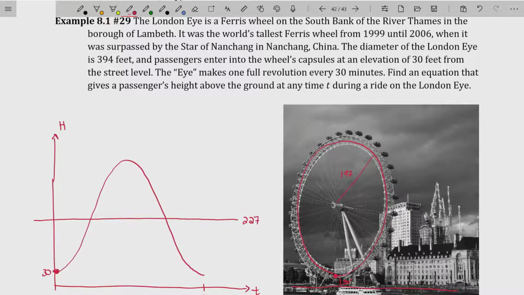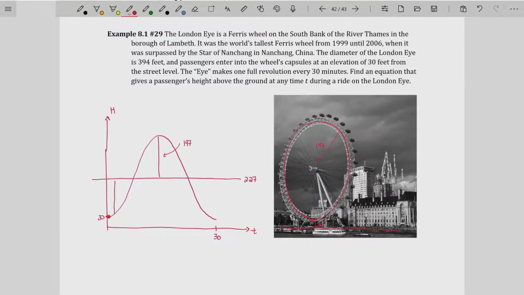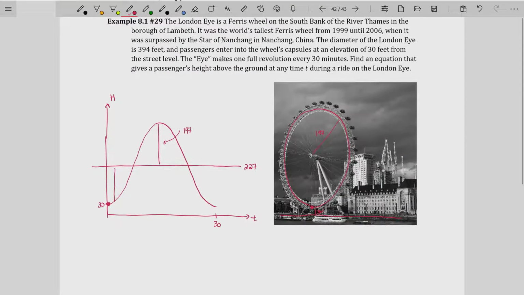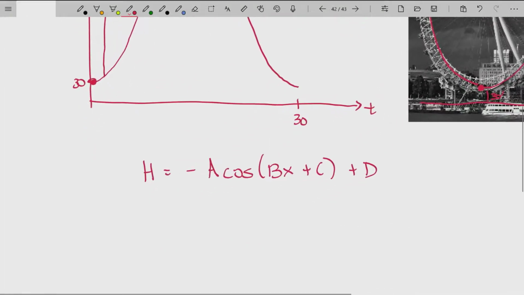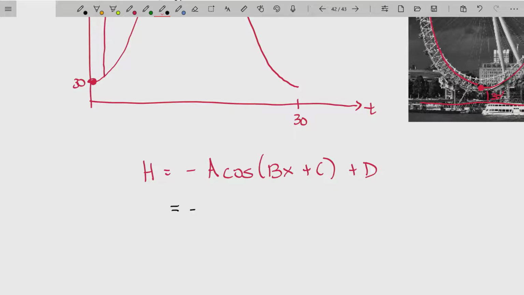We also know the distance between the midline and either the minimum or the maximum. That's the radius. It's 197. We pretty much have everything we need to write down a function for this person's height at any given moment. Remember, this looks like a negative a cosine of bx plus c plus d. And a is the amplitude, and we just said that's 197, so let's fill that in. Negative 197 cosine of bx plus c plus d.